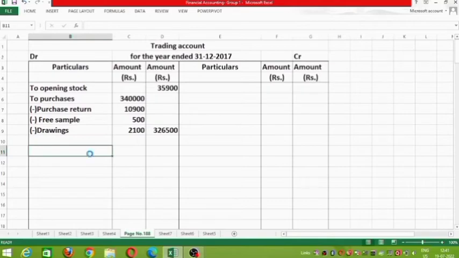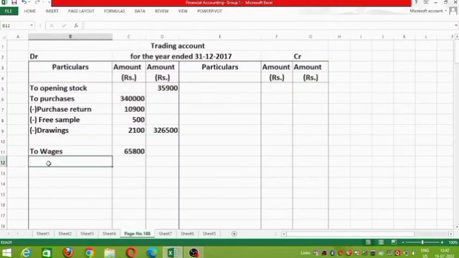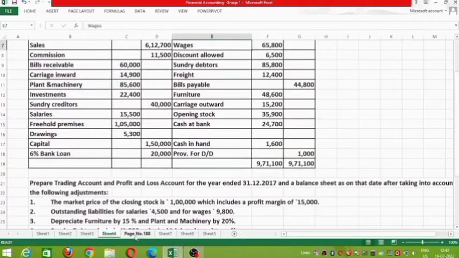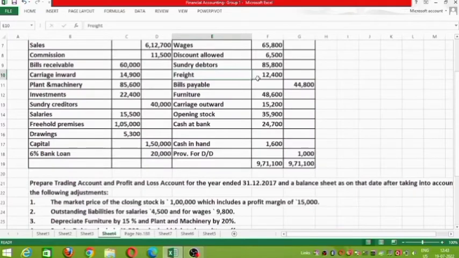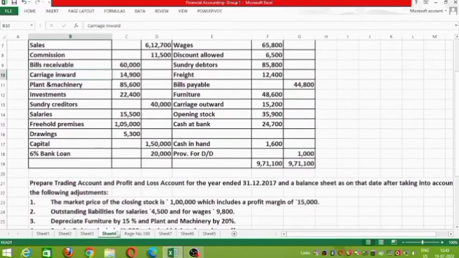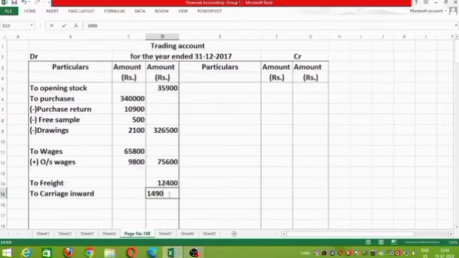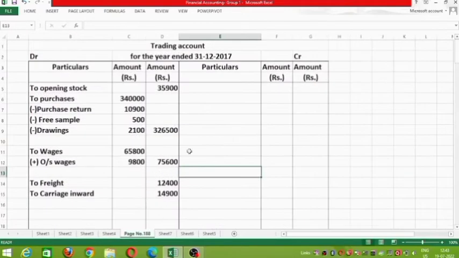Next, let's see what are the direct expenses they have given in the problem. Wages, amount is 65,800. There is an adjustment: outstanding wages should be added to the respective expenses. 9,800. Next, freight they have given 12,400. Carriage inward 14,900. So these are the direct expenses whatever they have given.